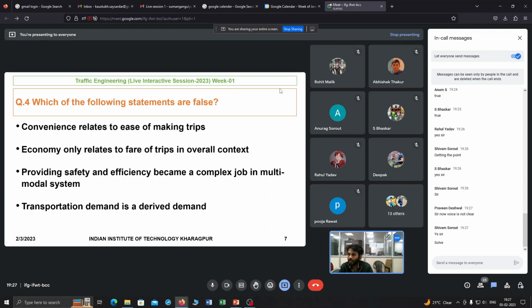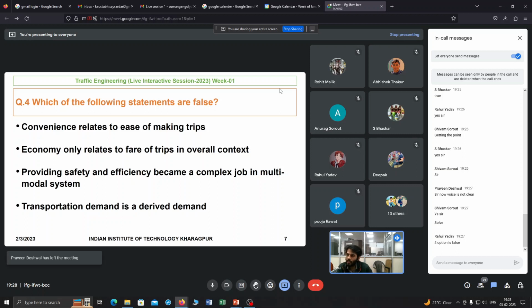So then tell me which of these statements are false. Option 4 is false, you are saying transportation demand is a derived demand. Okay, I got one answer. I want some more answers. Maybe you read the sentences carefully first, then you can say whatever your option is. I have not mentioned ABCD, but you can assume ABCD, or maybe 1 2 3 4, whatever it is.